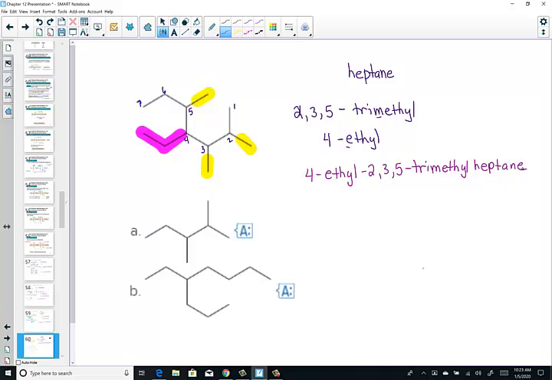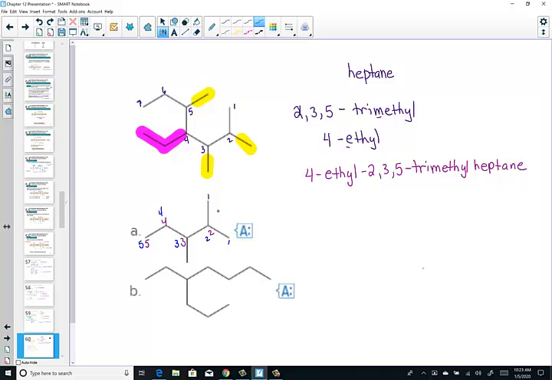The next set, find the longest carbon chain. 1, 2, 3, 4, 5. Did you find anything longer? Even if I started down here, 1, 2, 3, 4, 5. That's identical. No difference there. Starting from the top or from the side there, I get 5 carbons.